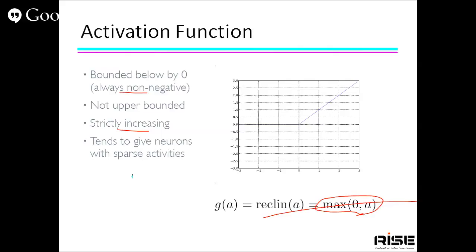The major advantage of going with the rectilinear activation function is that we tend to get neurons with sparse activities. By sparse activities, I mean that most of the time it will be emitting 0, and it will emit numbers very rarely. This has several applications, and we'll see them later.